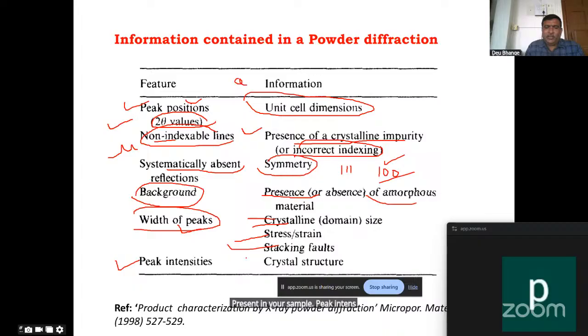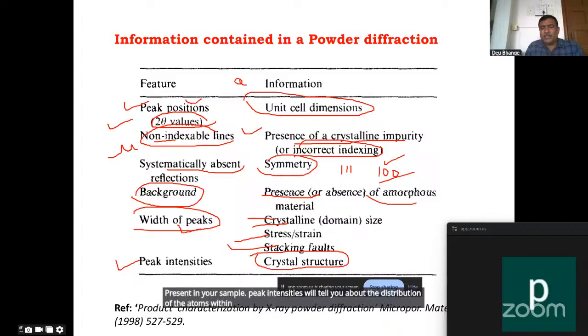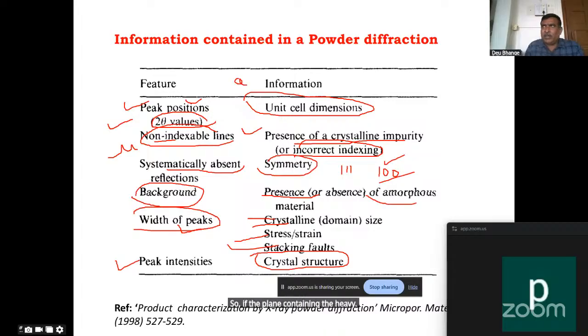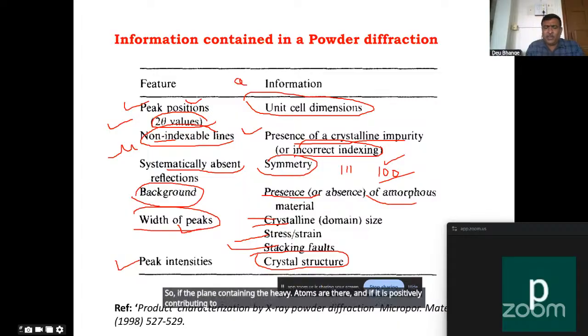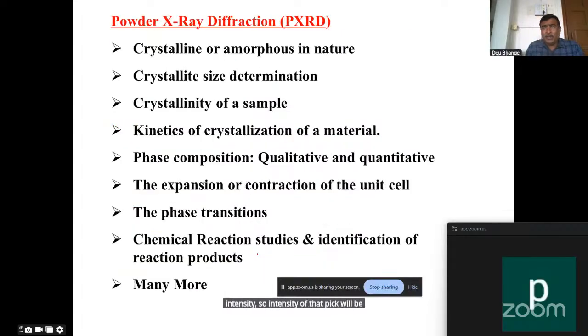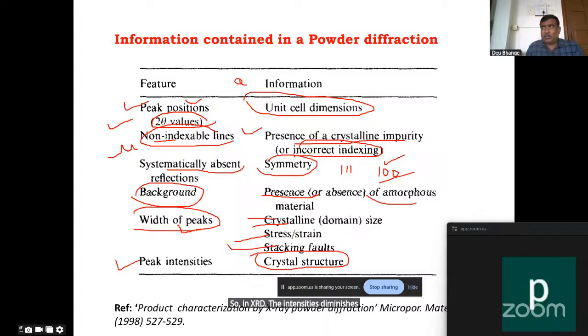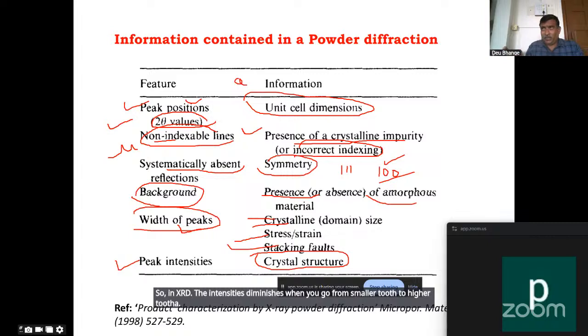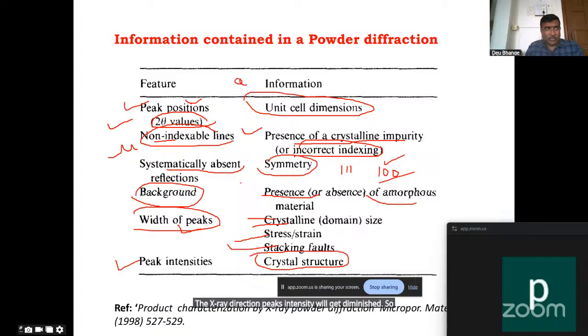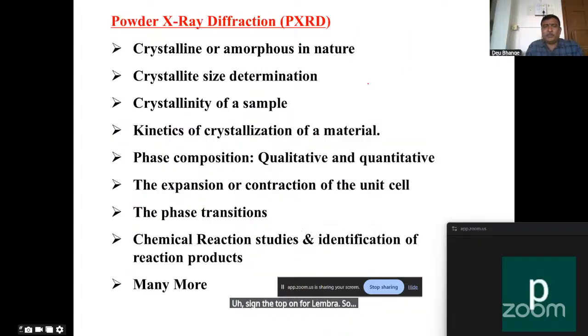Peak intensities will tell you about the distribution of the atoms within the lattice. If the plane containing the heavy atoms is positively contributing to the X-ray diffraction intensity, the intensity of that peak will be very high. In XRD, the intensities diminish when you go from smaller theta to higher theta. The X-ray diffraction peak intensity gets diminished just because of the phase difference, which is directly proportional to sine theta upon lambda. So the applications of X-ray diffraction: we can discriminate whether a material is crystalline or amorphous.